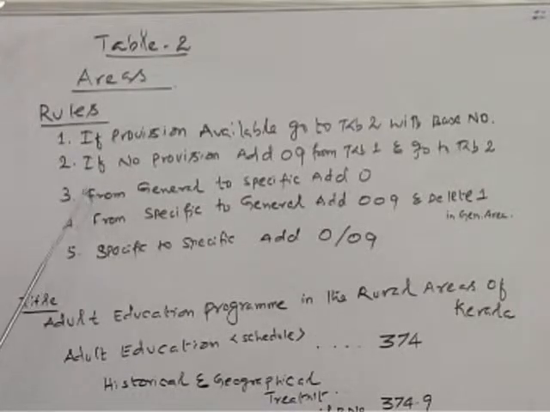If you want to add general places and specific places, from general to specific you have to add 0. If you want to add specific places first and then the general place, that is, specific after specific place, you have to add 009 and delete 1 from the general place. If you want to add two specific places together in a title, specific to specific, in between you have to add 0 or 09. It can be explained only in the schedule. On seeing the instruction only you have to decide whether it is 0 or 09.